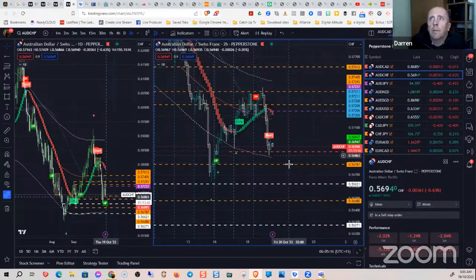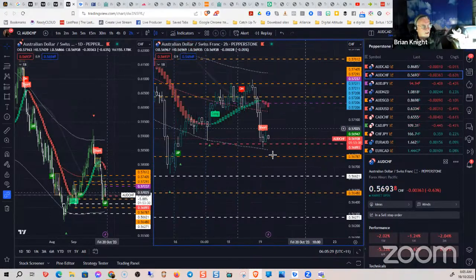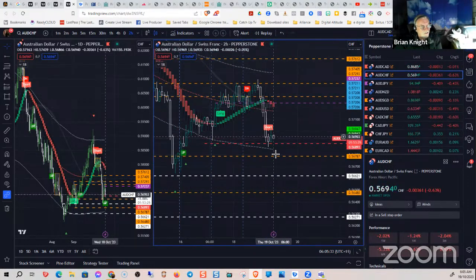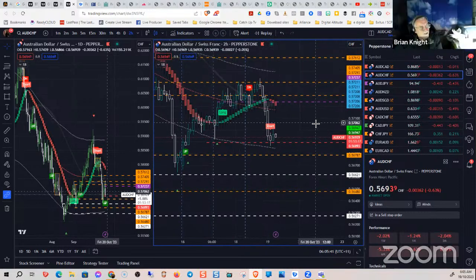I'm going to wait and see if, between now and when the market changes over to Sydney, this candle may break the bottom of the wick here. If it does, then I have a tighter stop loss. A tighter stop loss, yeah.